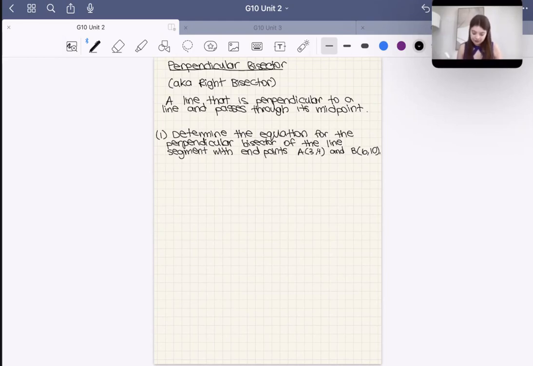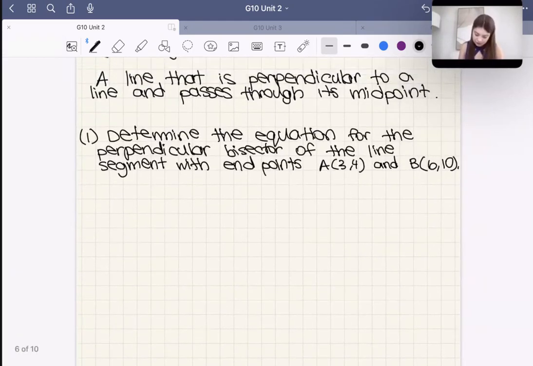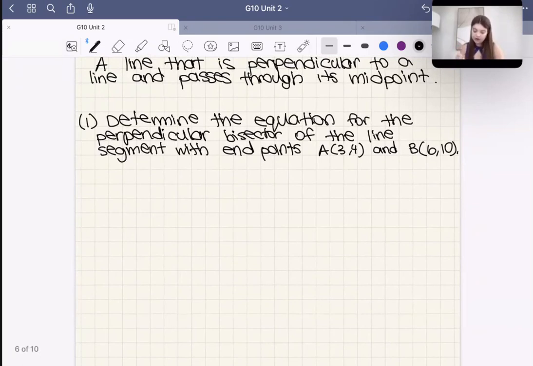Okay, so let's go ahead and do this. So what's the first step here? Well, if we can find the slope of the original line from point A to point B, then we can also find the slope of the new line, right, by taking the negative reciprocal. So let's do that first. Let's do the slope of AB.